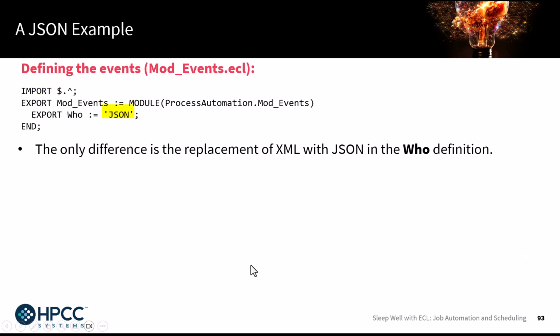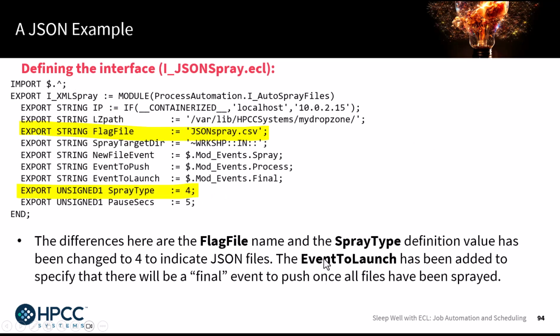In mod events, under the JSON folder, we simply change the who definition from XML to JSON. Nothing else here that we need to see. Here is the interface where we, of course, give a new semaphore name, jsonspray.csv. Then, of course, the spray type changes from a 3 to a 4.